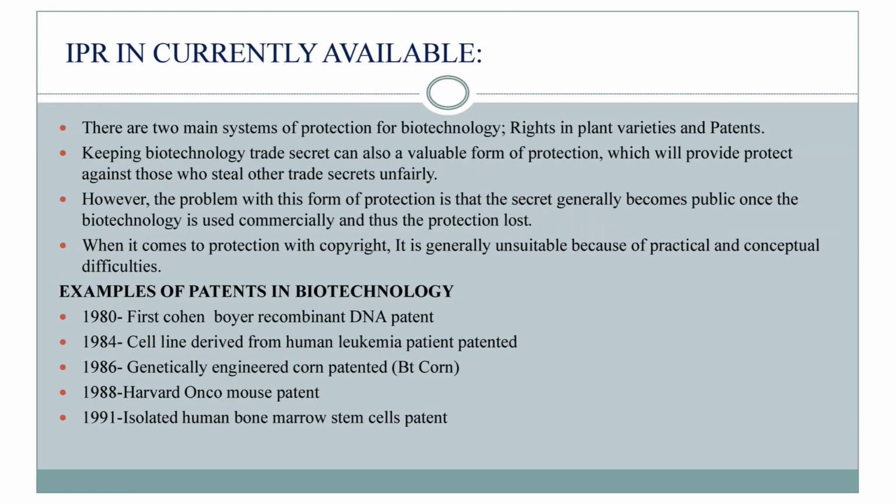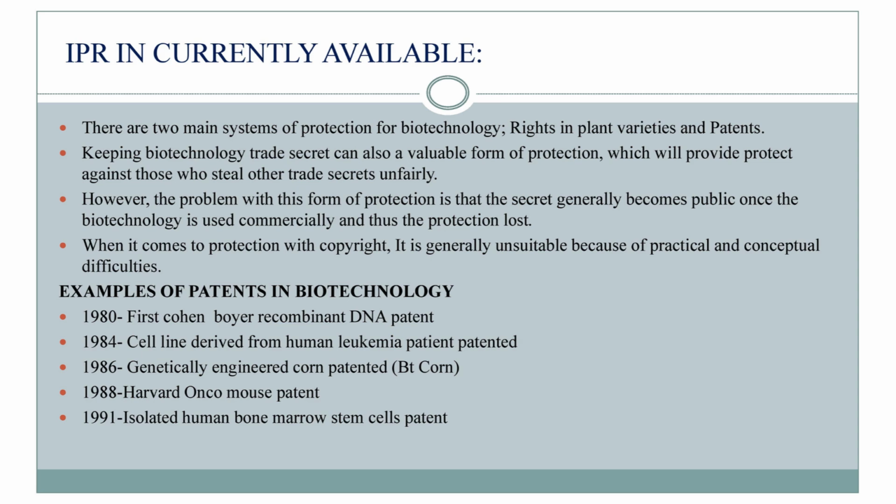Another important topic is IPR currently available. There are two main systems of protection for biotechnology: rights in plant varieties and patents. Keeping biotechnology as a trade secret can also be a valuable form of protection, which will provide protection against those who steal other trade secrets unfairly. However, the problem with this form of protection is that the secret generally becomes public once the biotechnology is used commercially, and thus the protection is lost. When it comes to protection with copyright, it is generally unsuitable because of practical and conceptual difficulties.